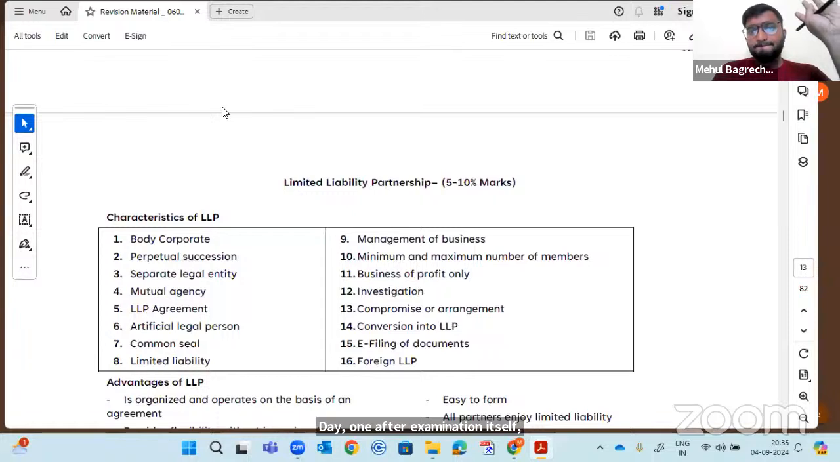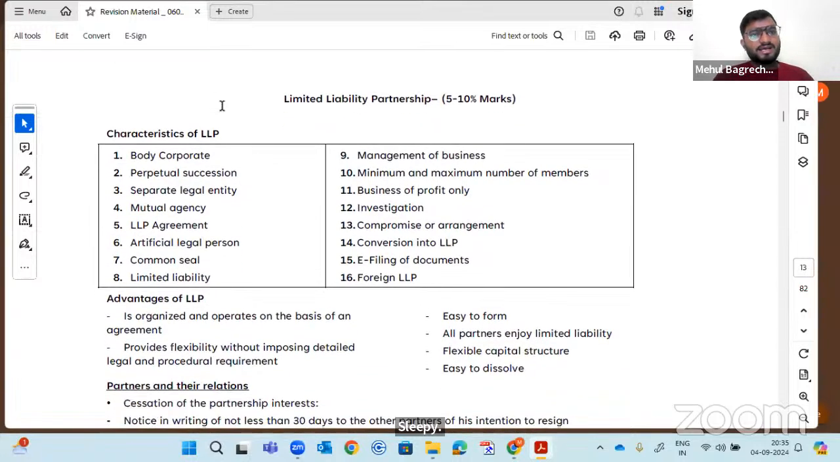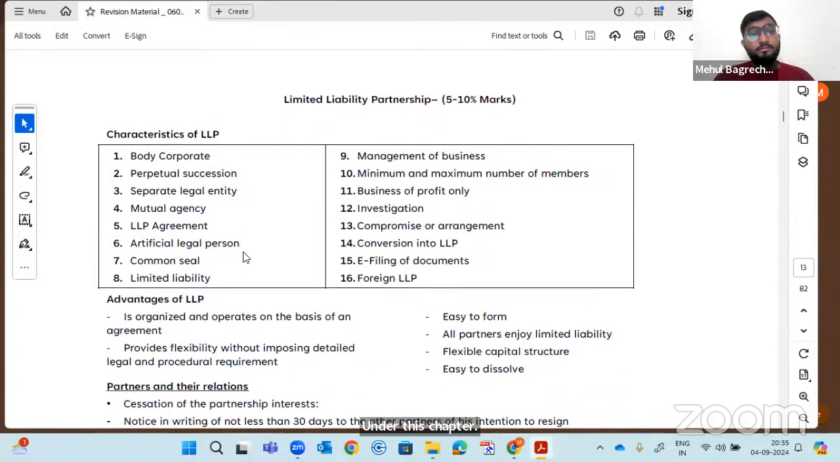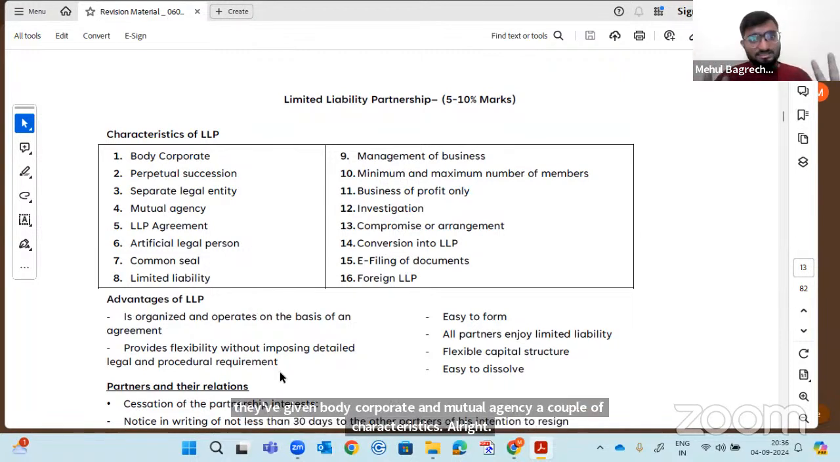Sleepy? No, sir. In this chapter now, sir, what kind of questions can they ask? Simple questions like what is the body, what are the characteristics of LLP? While we were discussing in one of the articles itself, they have given 4 types of characteristics: small LLP, foreign LLP, and they've given body corporate and mutual agency, a couple of characteristics. All right. Ensure that you remember the characteristics.